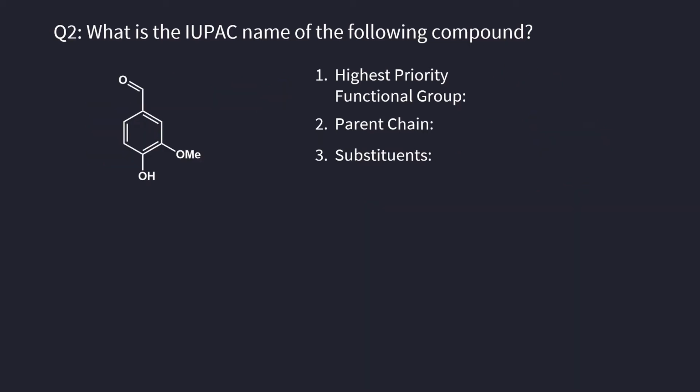For the next example, let's look at the functional groups. Here we have a carbonyl group attached to a hydrogen atom, and you should recognize that as an aldehyde group.